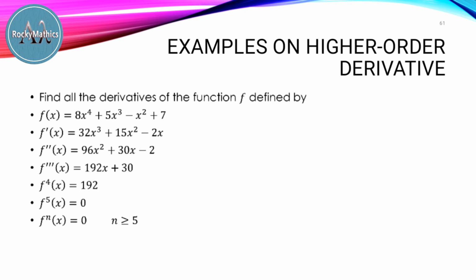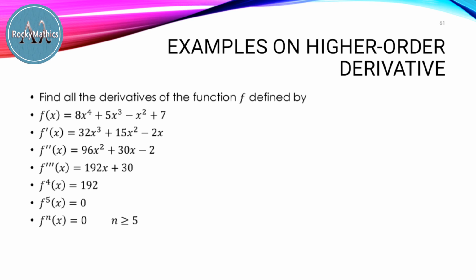So, in order to get the second order derivative, you have to get the derivative of the first order derivative. Okay, the derivative of this. So, 32 times 3 is 96 x raised to 2, plus 2 times 15 is 30x minus 2. For the third order derivative, you just have to get the derivative of the second order derivative. Then this is 192x plus 30.